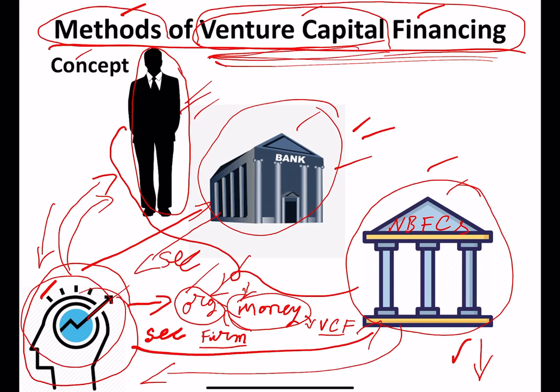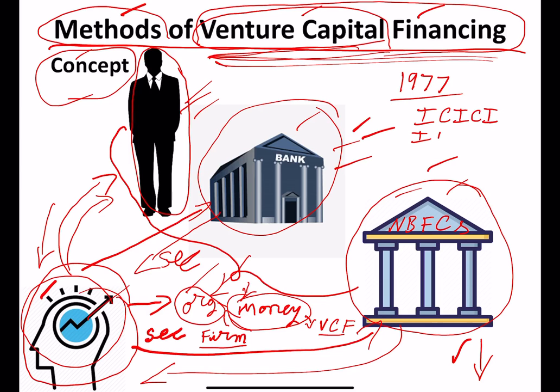They are called the venture capitalists. These persons, banks and NBFCs, are called venture capitalists. This concept of venture capital came into existence in India in 1977. Predominantly, a few institutions participate in venture capital financing, like ICICI, IDBI, IFC and likewise. I hope you understood the concept. Now let us move on to the methods of venture capital financing.